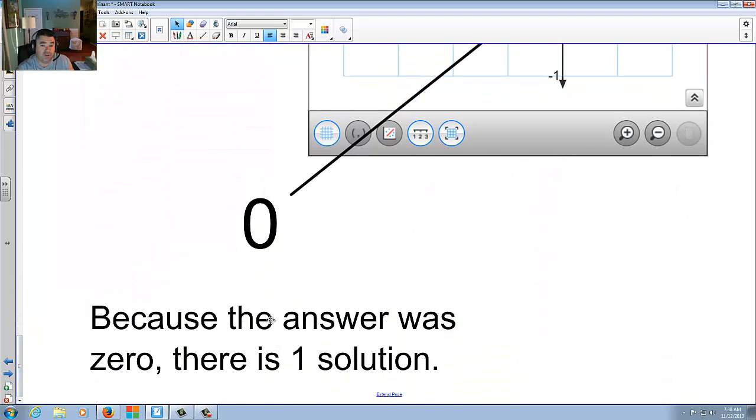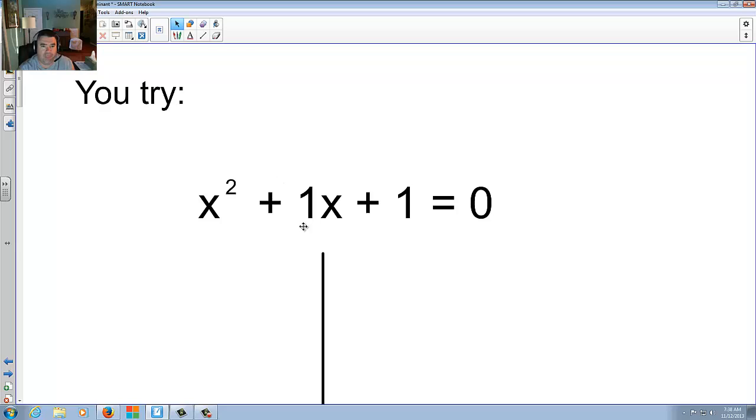Because the answer was 0, there's one solution. You try. X squared plus 1x plus 1 equals 0. Go ahead. Okay.